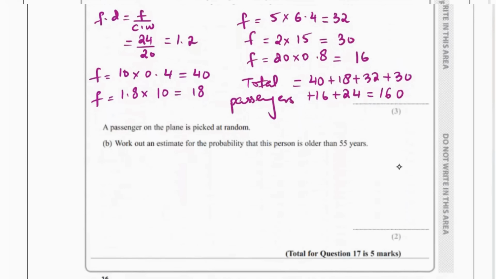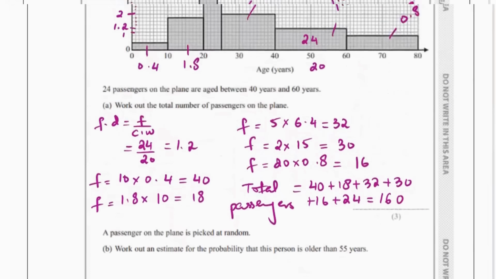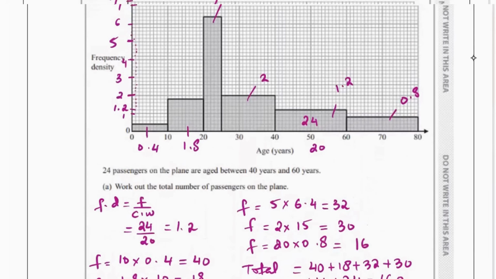Then a passenger on the plane is picked at random. Work out an estimate for the probability that this person is older than 55 years old. So older than 55 years old means it's 1, 2, 3, 4, 5, this. So over here and over here. We're going to see that we have 20 columns. Like for small boxes, if we count those, we have 20 columns from 40 to 60. So there are 24 people over here.